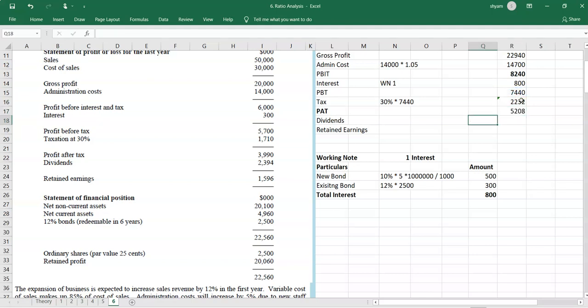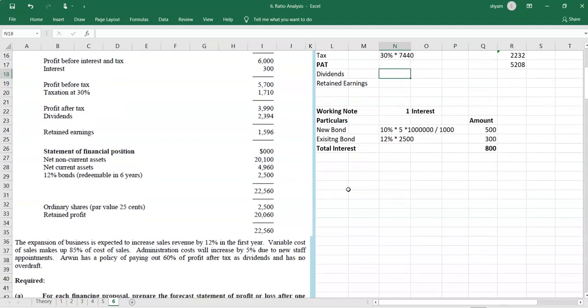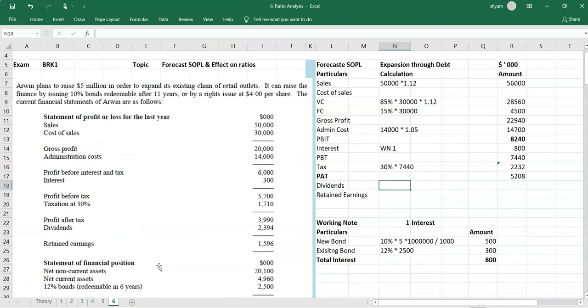So we got our PAT. Let's check about the dividend. How much dividend do we pay? The dividend is 60% of the amount we pay as a dividend, $5208. And the balance amount goes to retained earnings. Okay, so this amount goes to retained earnings. So that's about the expansion through debt.